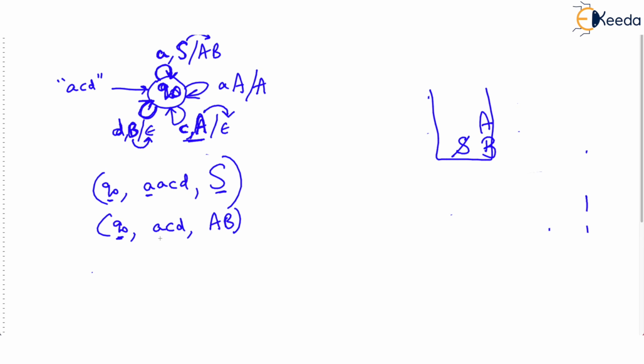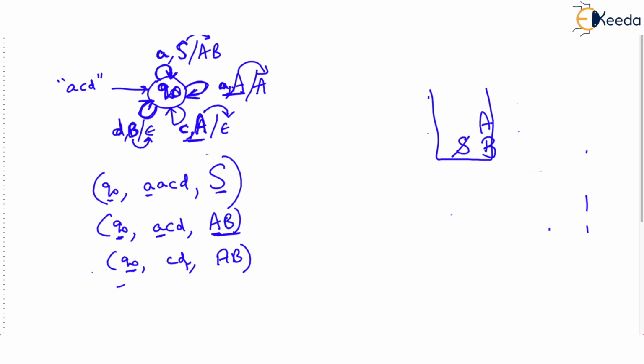Now Q0 reading A, top is A. Then we keep that A as A. Just check this transition. Here Q0 is reading A and top is A, then A will be kept as A, no change to the stack. Then Q0, CD remains in the input, correct? And the same stack AB, there is no change because A was kept as A. I hope you are understanding.